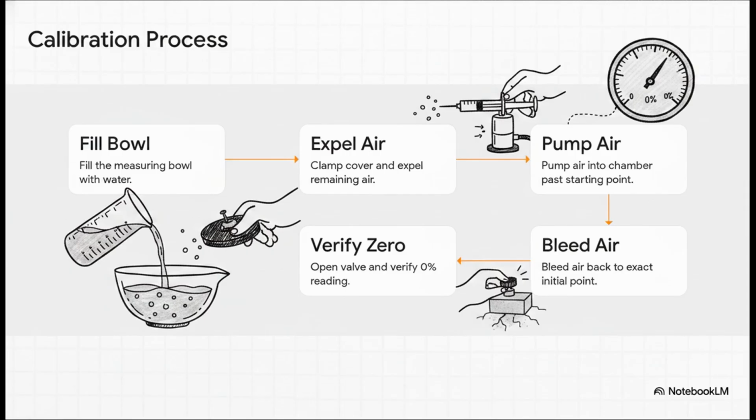The gauge should read exactly 0%. This establishes our absolute baseline. Honestly, if a meter with just water in it reads anything other than 0, your entire foundation of data is flawed before you even begin.